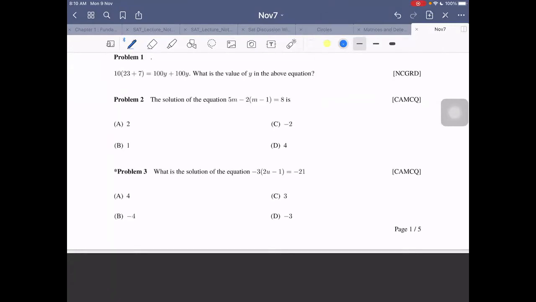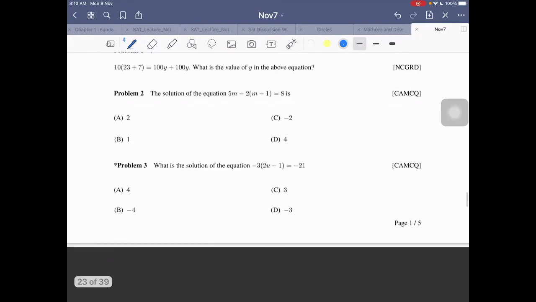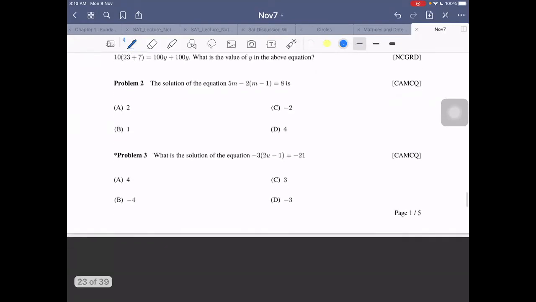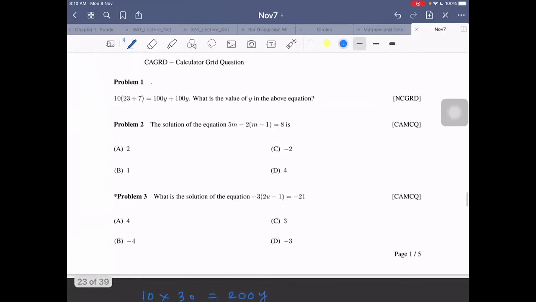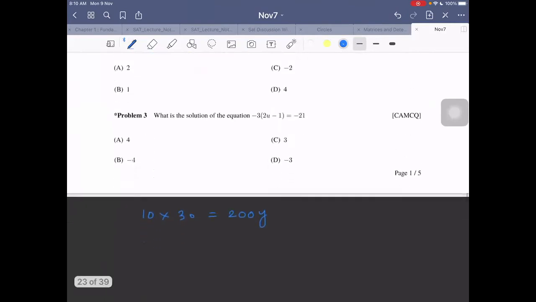First question, we have 10 times 23 plus 7. So in the LHS, 23 plus 7 is 30. And 100y plus 100y is 200y. All right. You can just add the like terms. These are like terms. You can do the normal algebraic operations on the like terms.